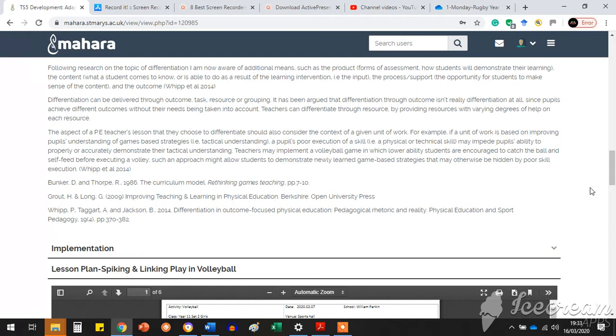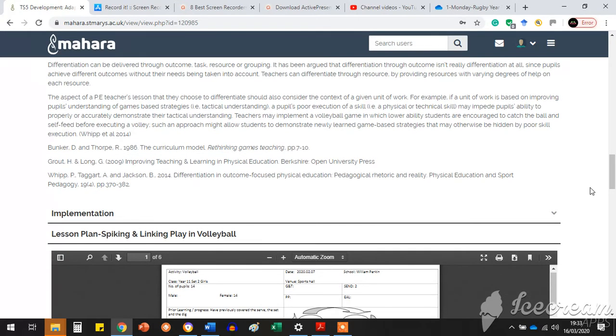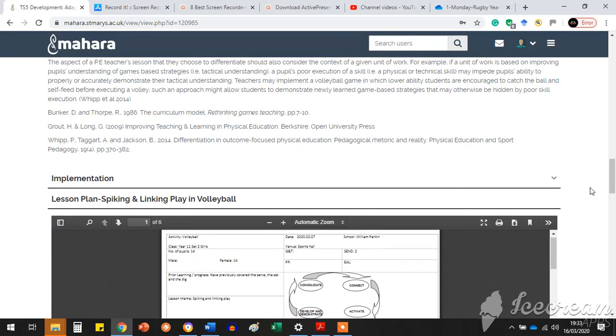And interestingly, a reflection that's confirmed by research is that differentiation through outcome, i.e. expecting that pupils will differ in the outcomes they come up with, isn't really differentiation, since it's not really adapting to the strengths and needs of all pupils. It's simply lazy teaching, for want of a better word. I also found out that if your focus is on, say, the tactical execution, then you don't want a poor execution of the skill to impede the pupil's ability to properly demonstrate your learning objectives.